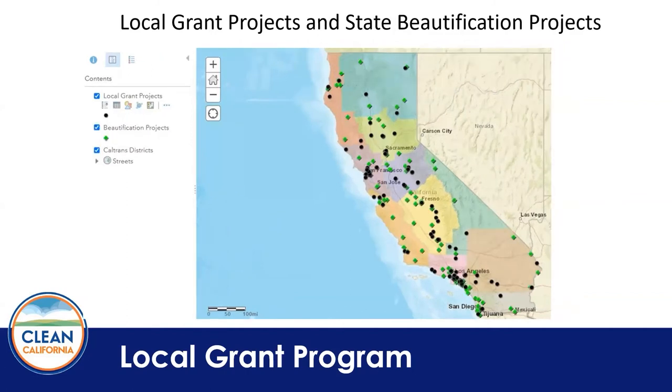So I wanted to show you the dark purple circles are overlaid now with the green diamonds. And those green diamonds show you where the Caltrans beautification projects are being implemented. So statewide, you see there's quite a spread, and pretty much every region and every area in the state is being touched with either the local grant program or the beautification program. So you can see the spread across the state. This was, for the local grant program, pretty organic. We did not prescribe certain amounts of funding per district, but you can see that the project selection did occur throughout the state in many rural areas as well as urban areas.